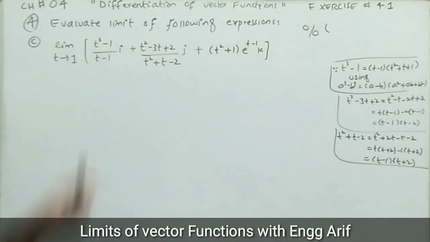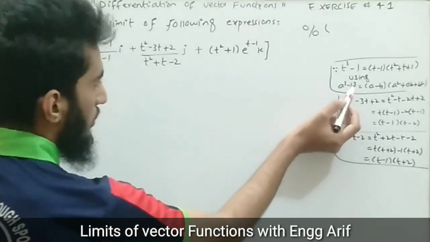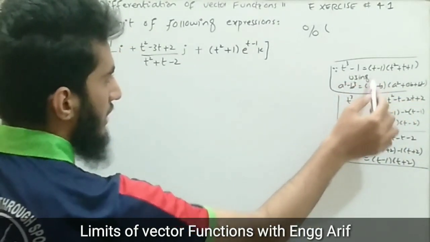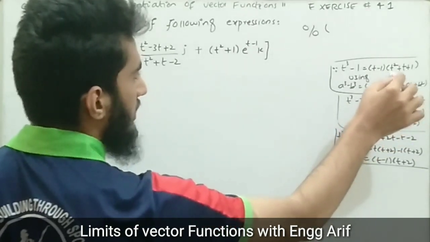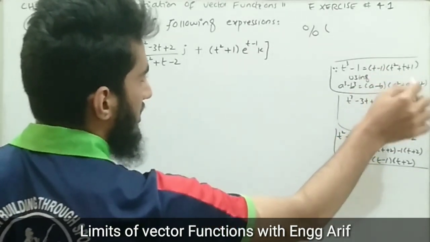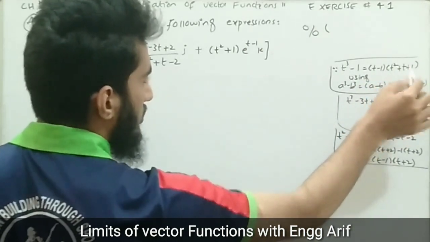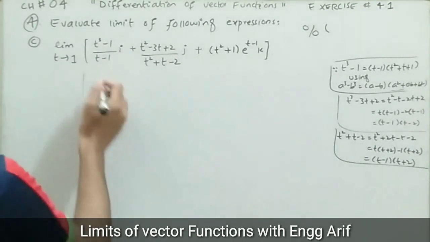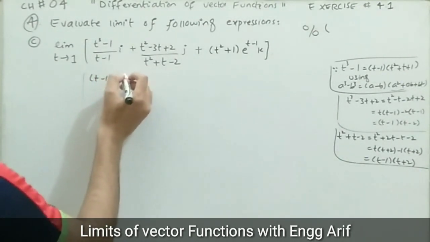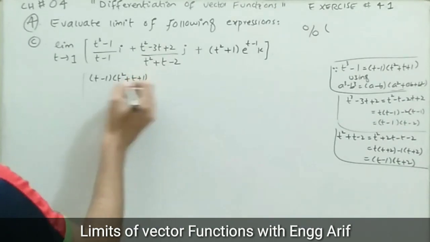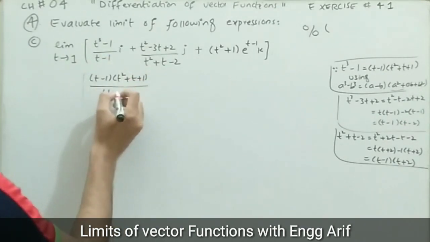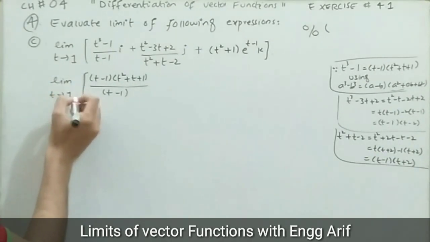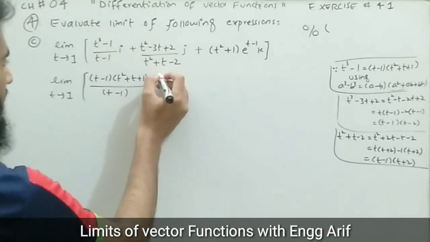So we will factorize t cube minus 1 using the formula a cube minus b cube equals a minus b into a square plus ab plus b square. So t cube minus 1 will be t minus 1 according to this formula, into a square, where a is t, so t square, plus ab, where b is 1, so t, plus b square, so 1. So the value of t cube minus 1 will be t minus 1 into t square plus t plus 1, divided by t minus 1, and limit t approaches 1, and over here we have i.